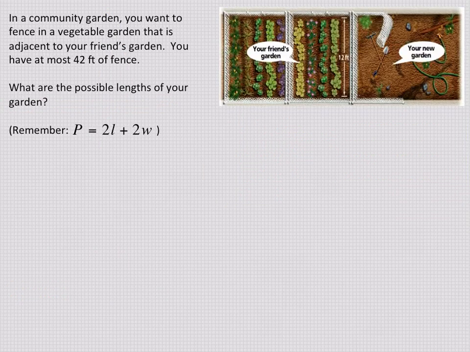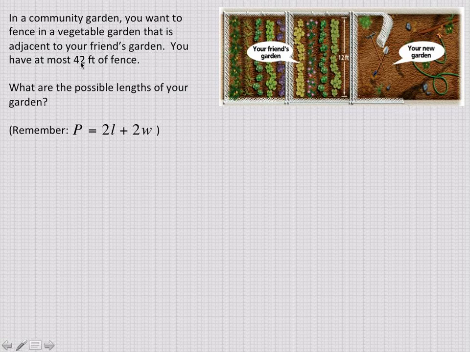All right, there's a little word problem. Community garden. You want to fence a vegetable garden that's adjacent, right next to, your friend's garden. You have at most 42 feet of fence. So you can use less than 42 feet, or you could use exactly 42 feet, but you cannot use more than 42 feet. Look at the picture. Here's a garden, your friend. This side is 12, it says, and here's your garden. Nice sized garden. Okay? So what are the possible lengths of your garden?